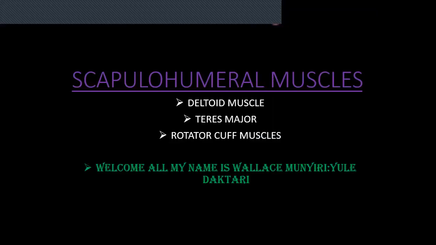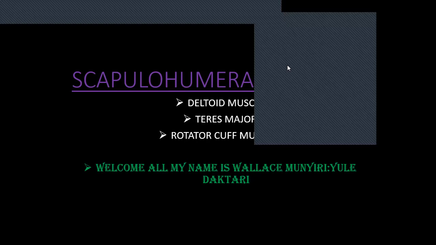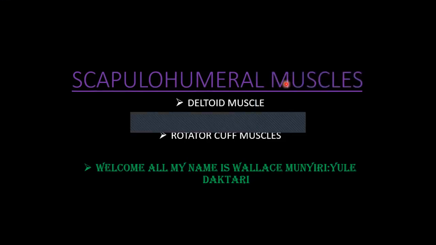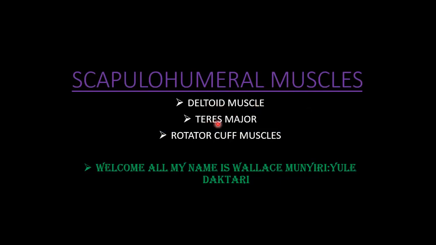So welcome. In this session, we'll be looking at scapulohumeral muscles, and they are usually 6 in number. We have deltoid, teres major, and 4 rotator cuff muscles, namely supraspinatus, infraspinatus, teres minor, and subscapularis muscle.